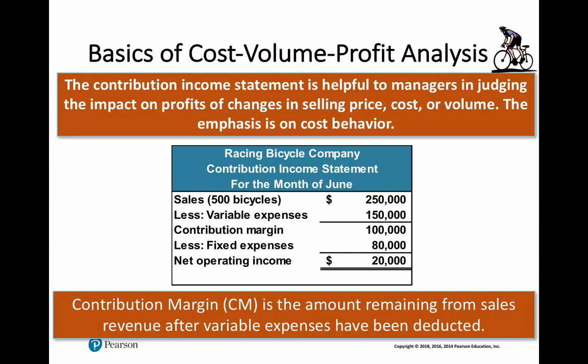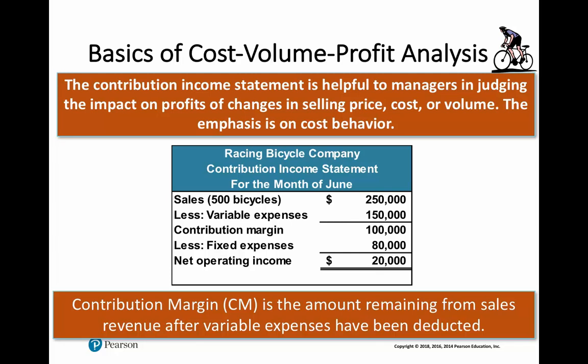We start with our sales, and we can see in parentheses here that we also have the number of units we sold, so 500 bicycles. We then have our variable expenses, the difference between those. So our first formula that we're going to see, and we'll see it again in another slide or two, is sales less variable expenses equals our contribution margin. And we're going to use that a lot. Most of our formulas, if not all of our formulas that we see in this chapter, we're going to use contribution margin. So make sure you understand that.